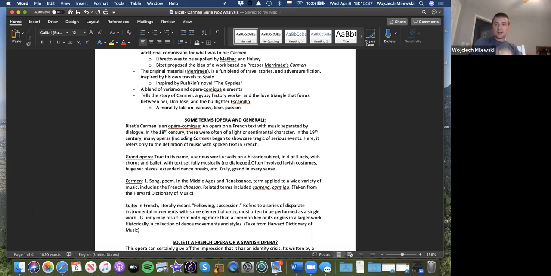The Huguenots by Meyerbeer is a great example, or Berlioz's The Trojans, Les Troyens, great examples of that genre. But Carmen actually was, after its premiere, redesigned to be a grand opera. So they included elements of ballet. They had massive sets in them. And so sometimes when you see performances of this, if it's labeled grand opera, just know you're going for a 3 to 5 hour event.